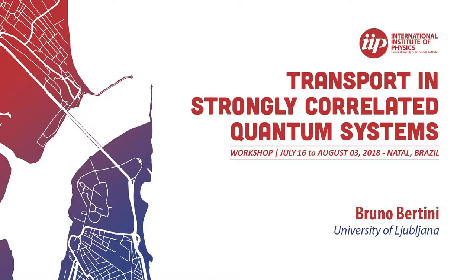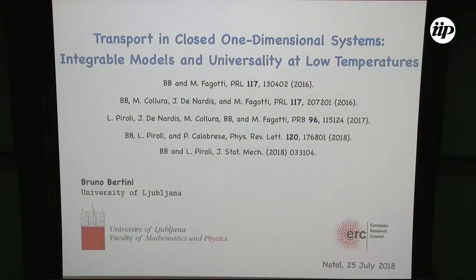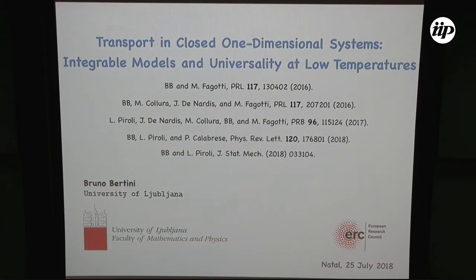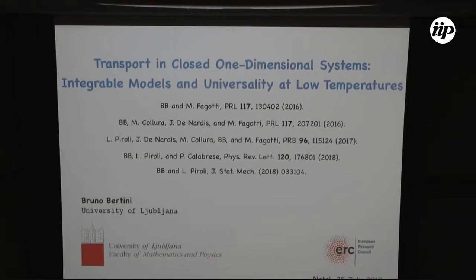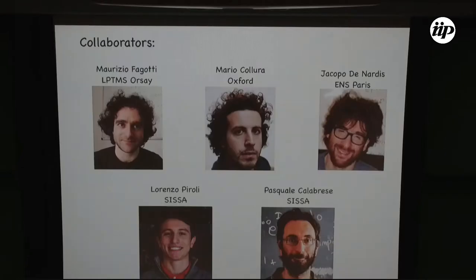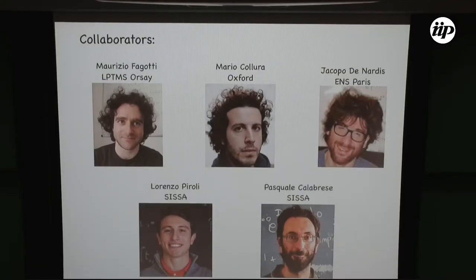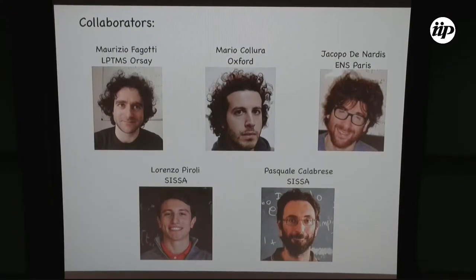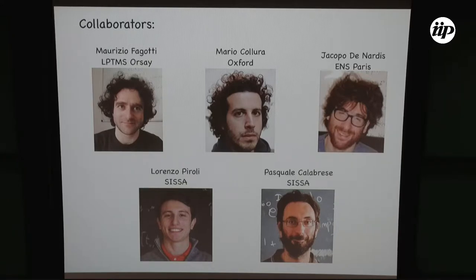And today I would like to talk about transport in closed one-dimensional systems, integrable models, and universality at low temperatures. What I'm going to tell you about is based on this series of works, which started in 2016, and that I have done in collaboration with these people, Maurizio and Jacopo that are here, but also Mario Collura, Lorenzo Piroli, and Pasquale Calabrese.